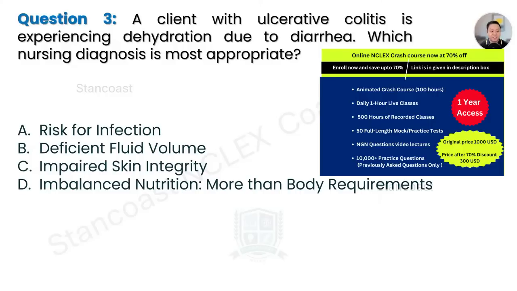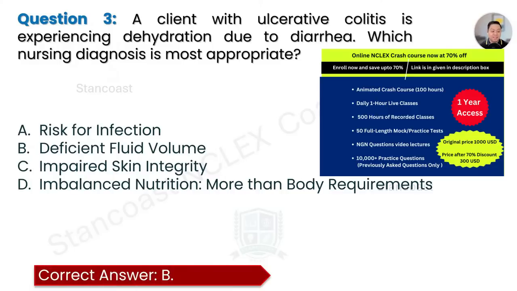A, risk for infection. B, deficient fluid volume. C, impaired skin integrity. And D, imbalanced nutrition more than body requirements. The correct answer is letter B. This is the most appropriate diagnosis, as diarrhea from the ulcerative colitis can lead to dehydration and electrolyte imbalances.